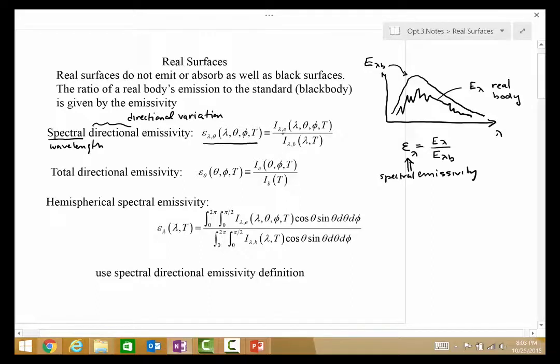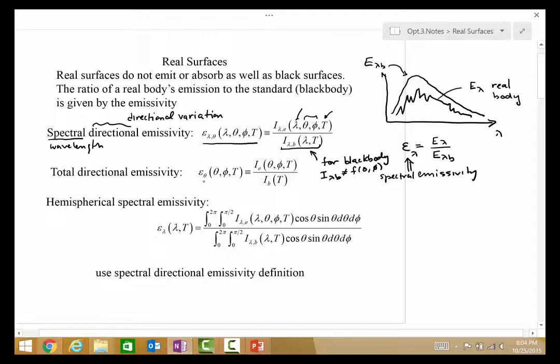So you might define it as the intensity in a particular direction and a wavelength interval at some temperature compared to the black body. Notice here that for the black body, we don't have theta and phi because we know that the black body is a diffuse emitter, so it emits in all directions equally as far as the intensity. It has the same intensity in all directions. The reason that can be true is because the intensity is a heat transfer rate per projected area. So for a black body, I lambda B is not a function of theta and phi.